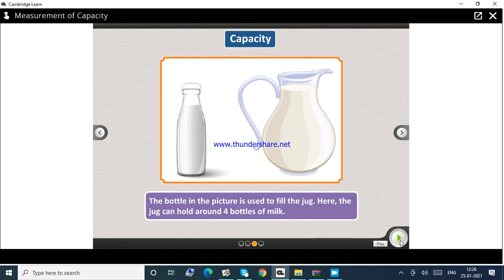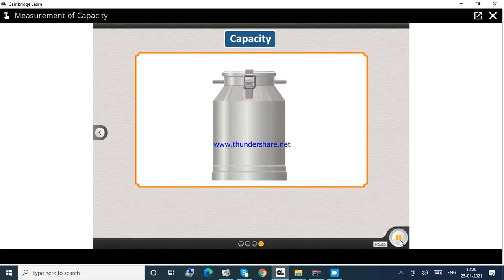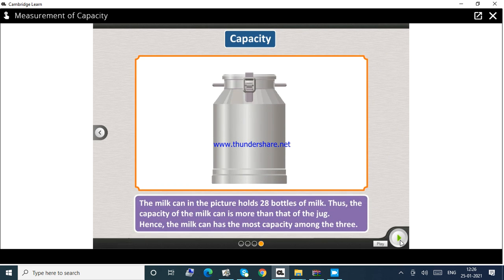Here, the bottle in the picture is used to fill the jug. The jug can hold around 4 bottles of milk. The milk can in the picture holds 28 bottles of milk. Thus, the capacity of the milk can is more than that of the jug. Hence, the milk can has the most capacity among the 3.